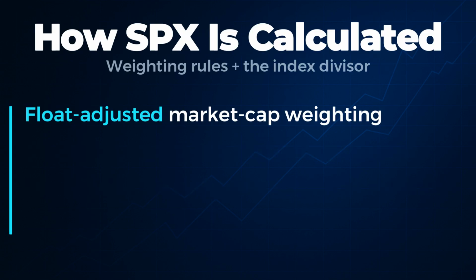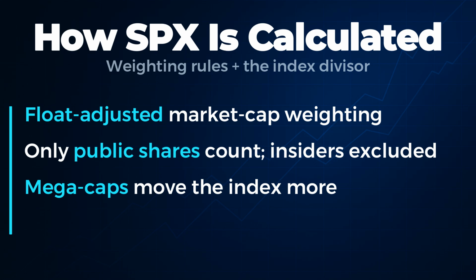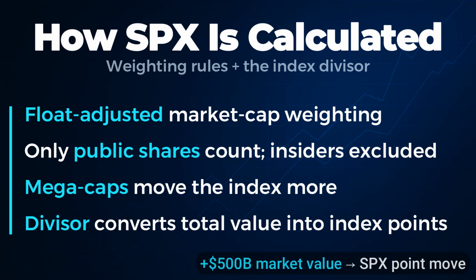SPX uses float adjusted market capitalization weighting. Only shares available to the public count towards a company's weight. Insider holdings and restricted shares are excluded. Larger companies naturally exert more influence on index movement. A top weighted mega cap can move a few percent and shift the entire index. SPX also uses an index divisor, a dynamic scaling factor that converts the combined market value of all 500 companies into a manageable index number. For example, if the total market value of the index rises by 500 billion, that change is divided by the divisor to determine how many points SPX moves.